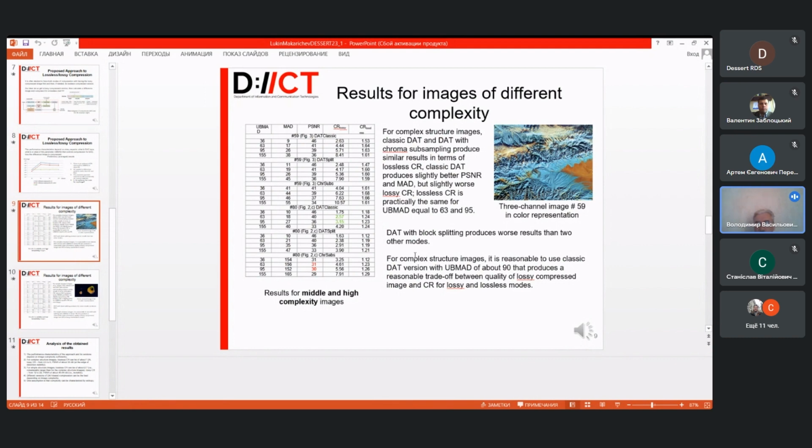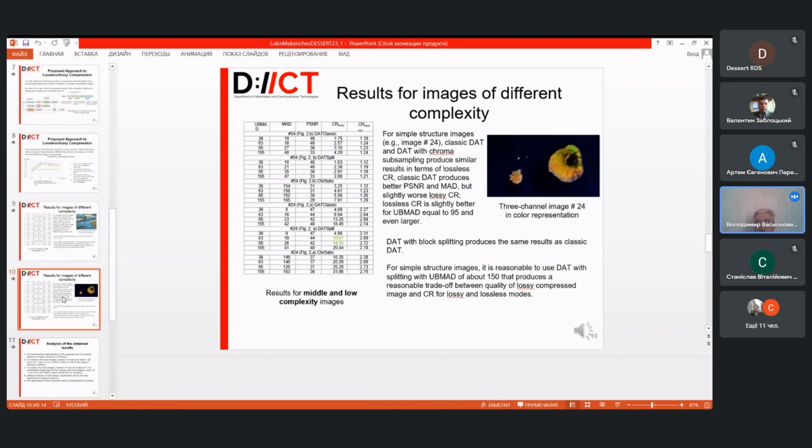Because of this, we can say that for complex structure images, it is worth using the classic DAT version with UMAT about 90. This recommendation provides a reasonable trade-off between the quality loss of compressed images and the compression ratio of lossy and lossless modes.